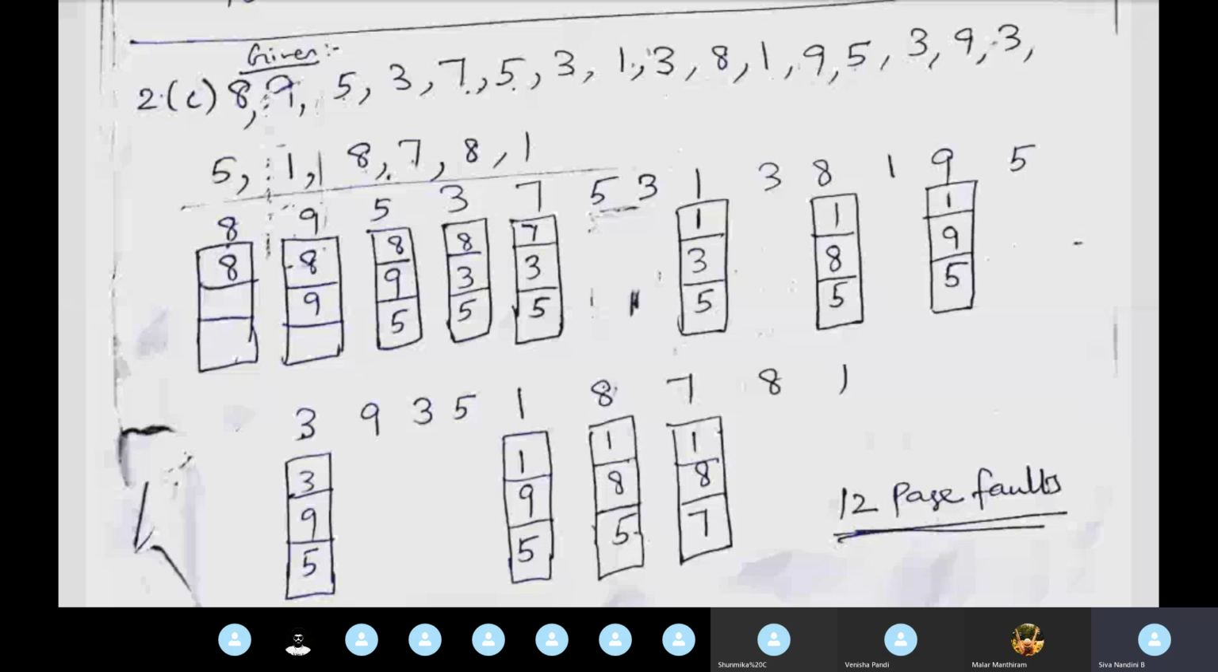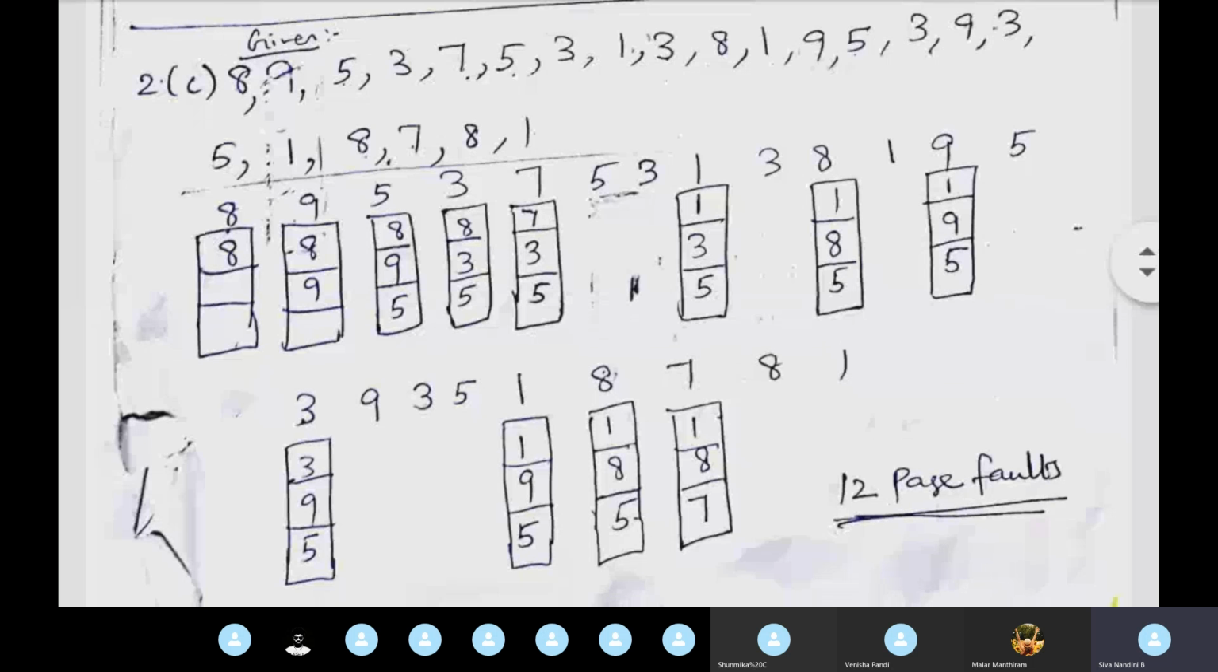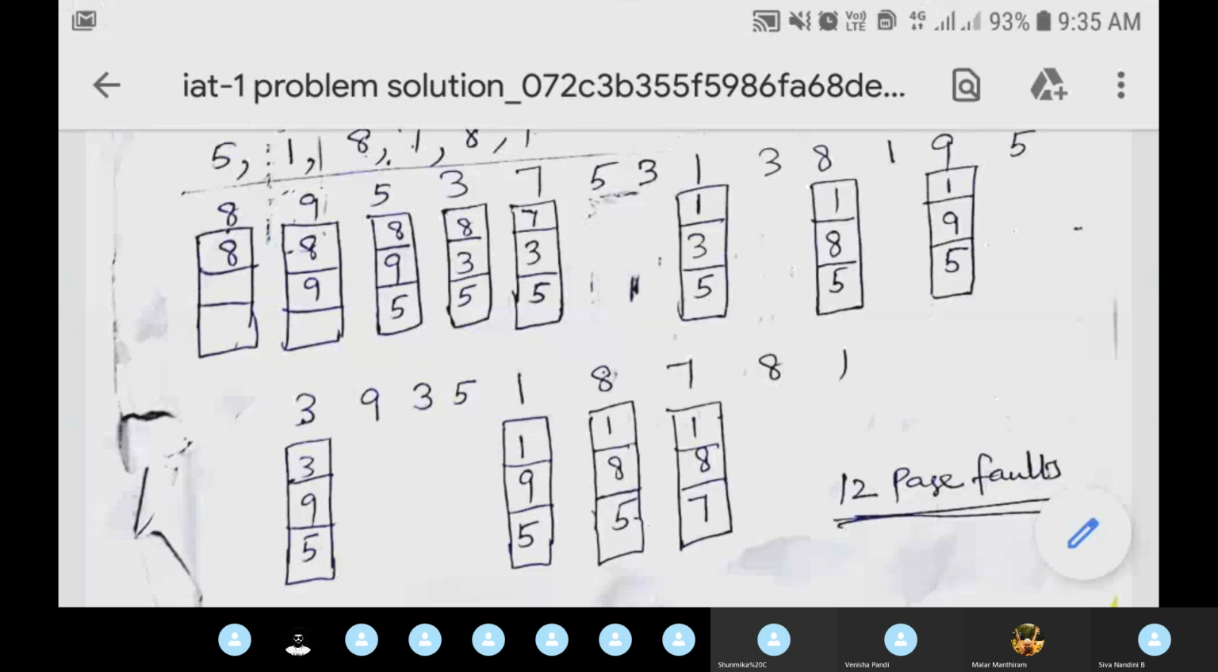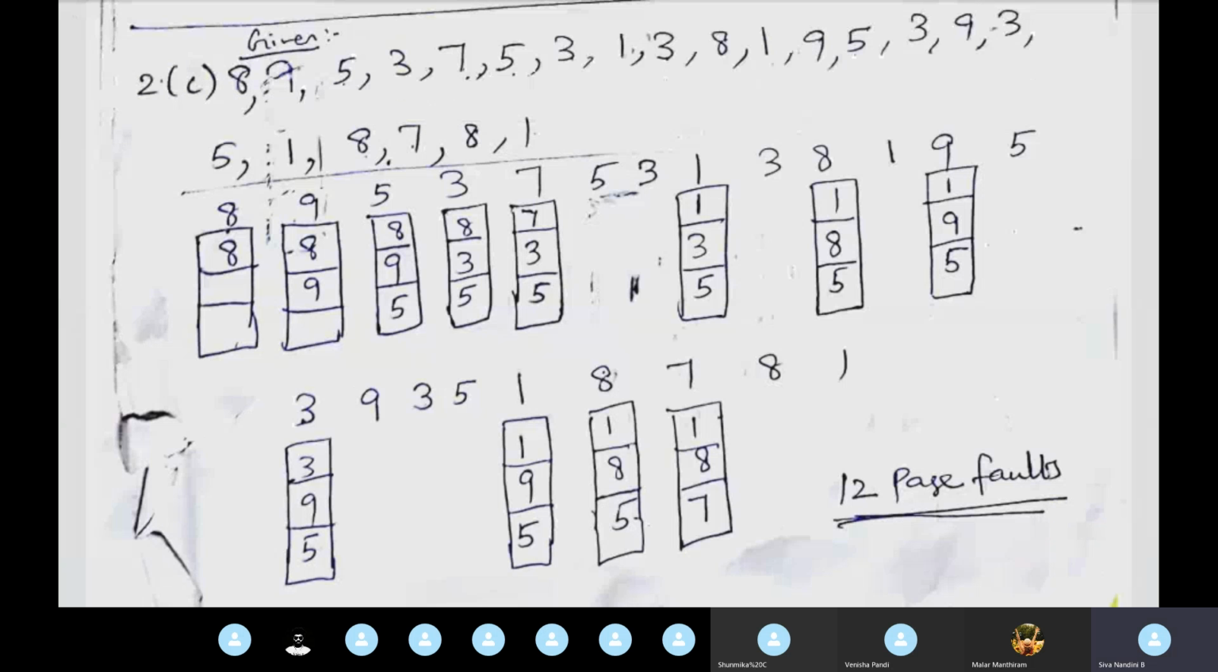Everyone listen carefully to this problem because many have made mistakes here. I will explain it slowly. First, we are having 3 frames in the block. The first page in the reference string is 8, so 8 will occupy the first frame. Next we have 9, which will occupy the second frame. Next we have 5, which will occupy the third frame.